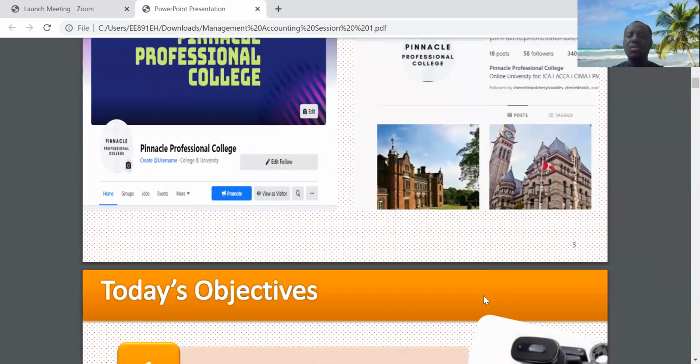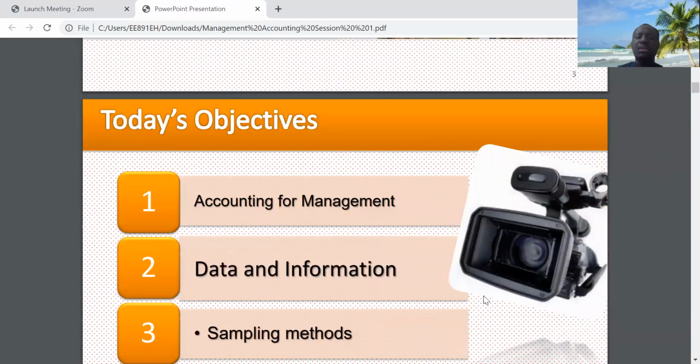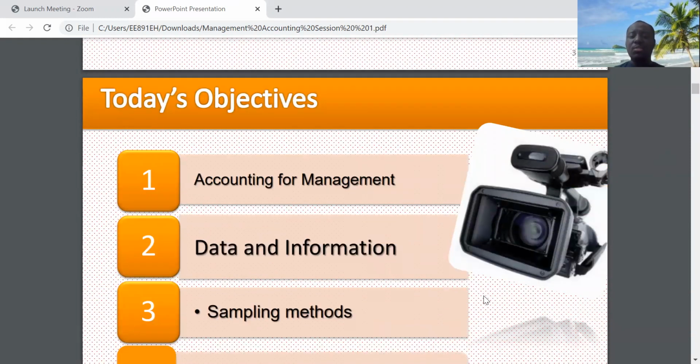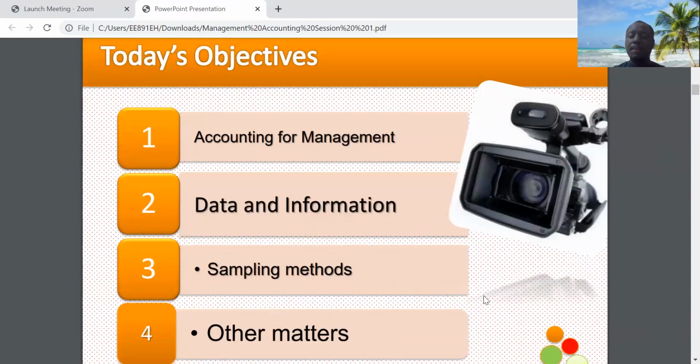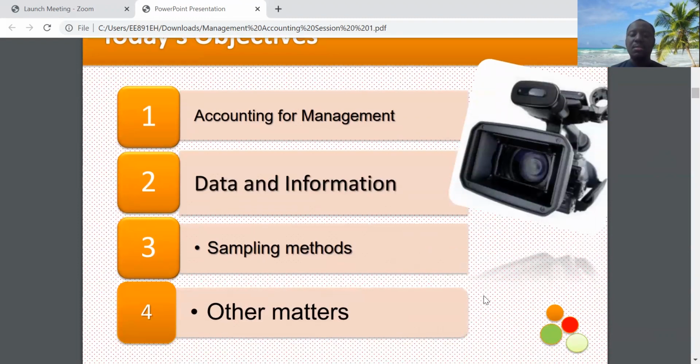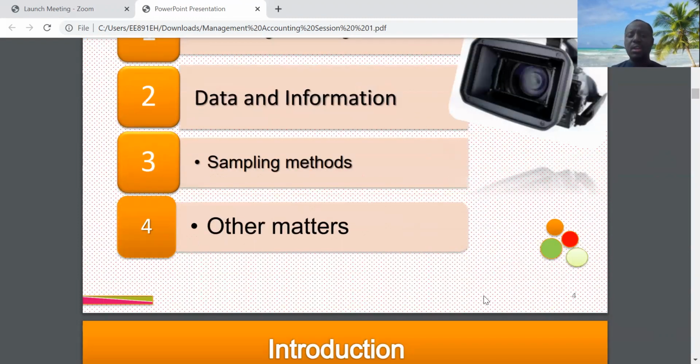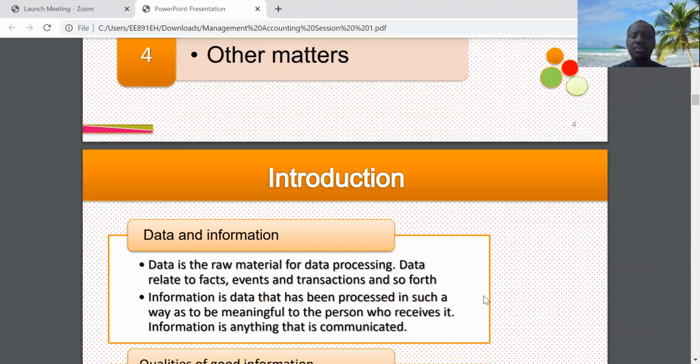That is our goal. So what are today's objectives? Today's objectives, we'll be looking at accounting for management. We'll be looking at data and information. We'll be looking at sampling methods and any other matters that may arise. So let's dive into the class.